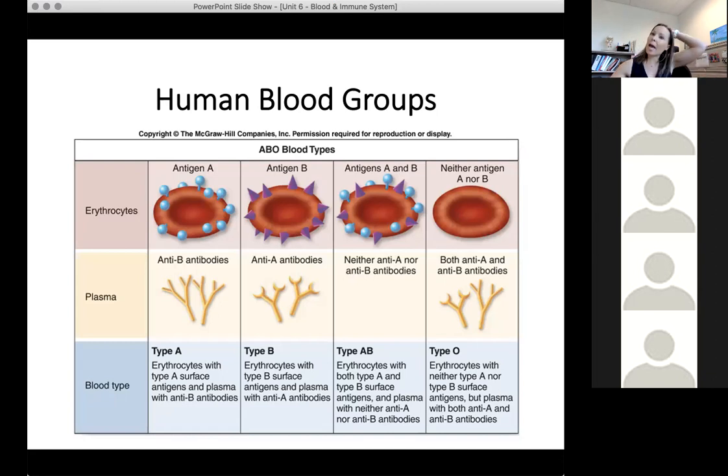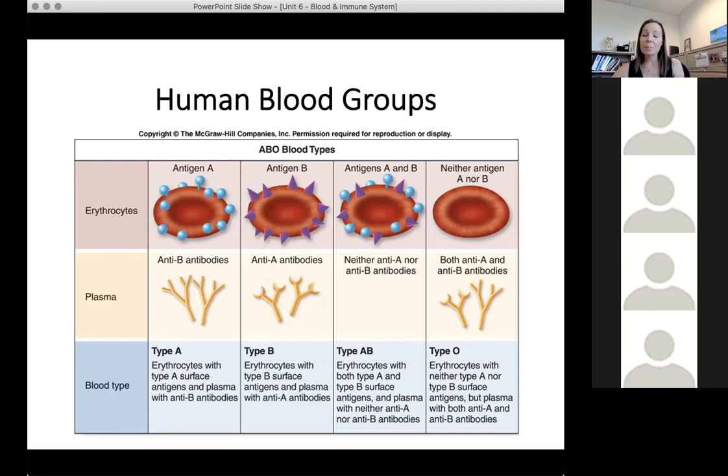So for blood type A, the individual does have the A antigen. Blood type B, the individual has the B antigen. For blood type AB, the individual has both A and B antigens. And blood type O, you can think of it rather than an O, like a third letter being added here, think about it as like a 0. This individual has no antigens. They don't have A or B.